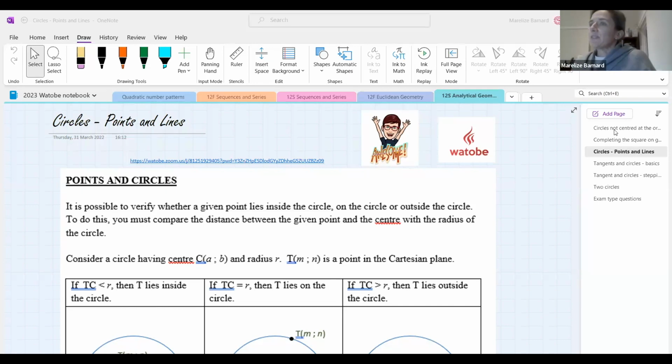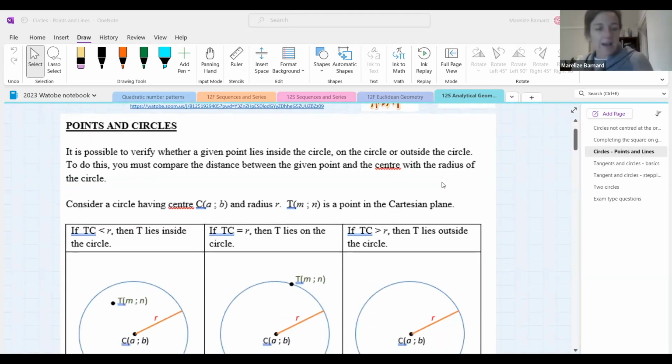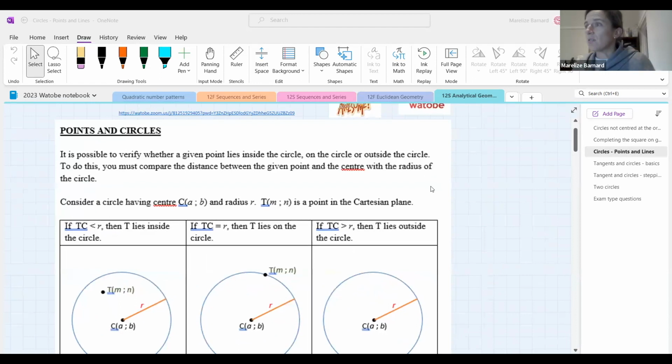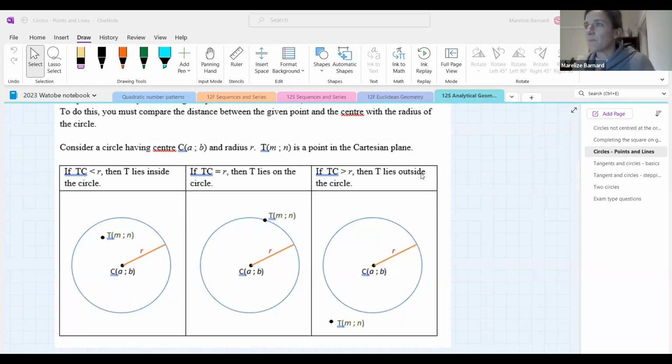And today we're just going to work on questions that have to do with points on the circle, inside the circle, or outside the circle. So I suggest you take a screenshot of this table here, or make a quick note of it, because you are going to need it later as we go down and do questions on it.